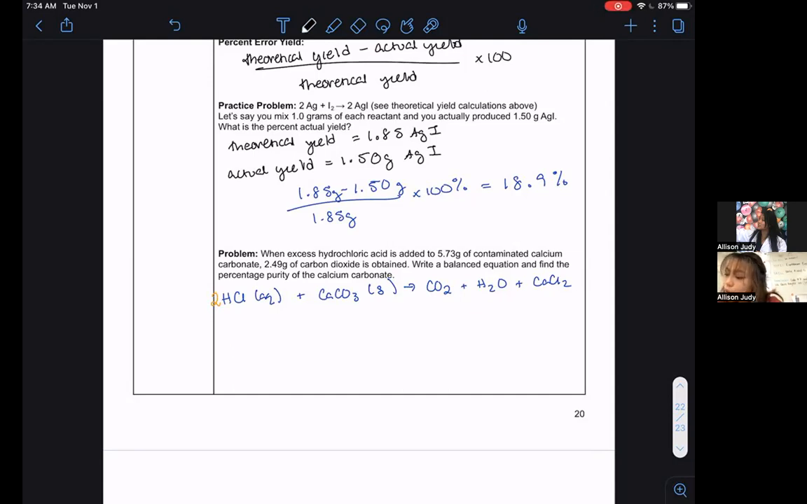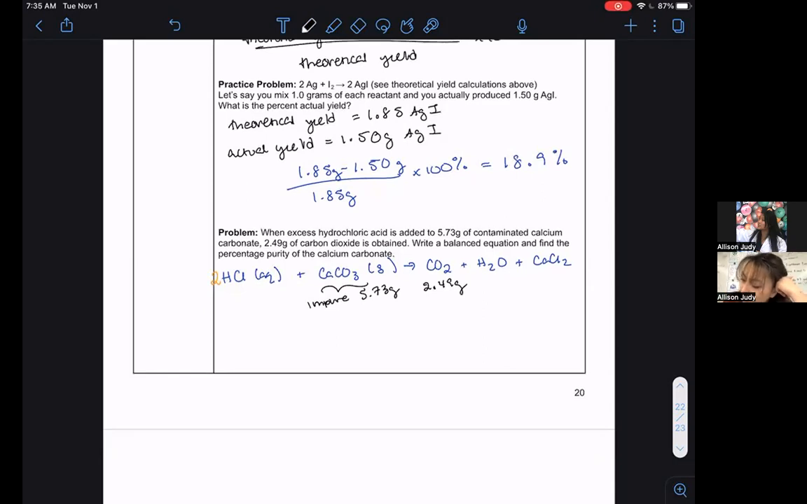So we need to figure out, well, what was the theoretical amount of calcium carbonate that we needed to use to get pure carbon dioxide? So here we're actually working backwards. I know I have 2.49 grams of pure carbon dioxide produced, but I started with impure calcium carbonate of 5.73 grams. The question is, how much pure calcium carbonate reacted to produce pure carbon dioxide? So I'm going to start backwards.